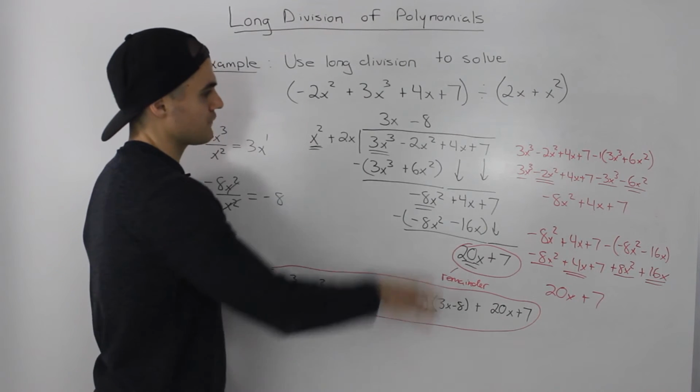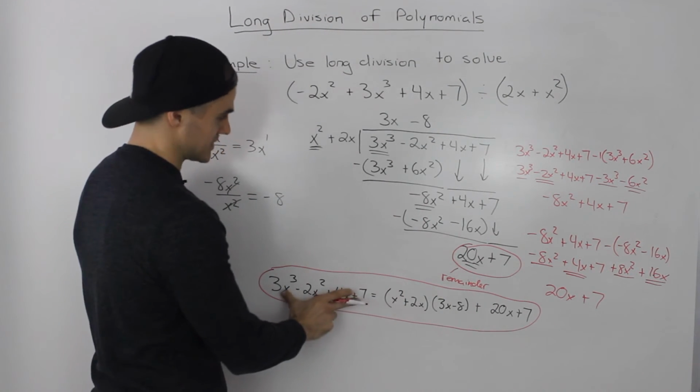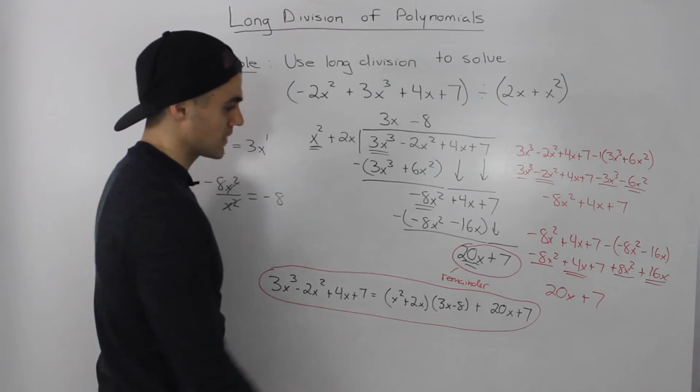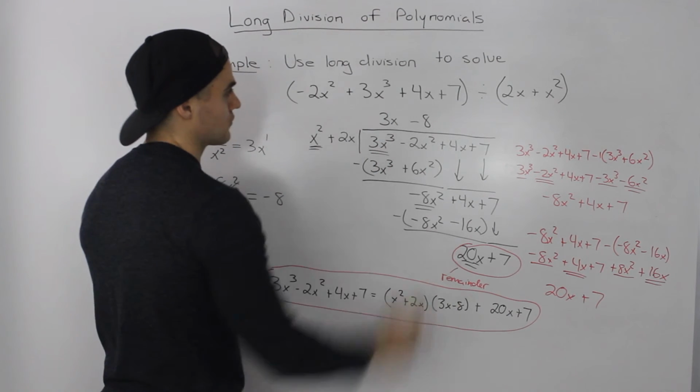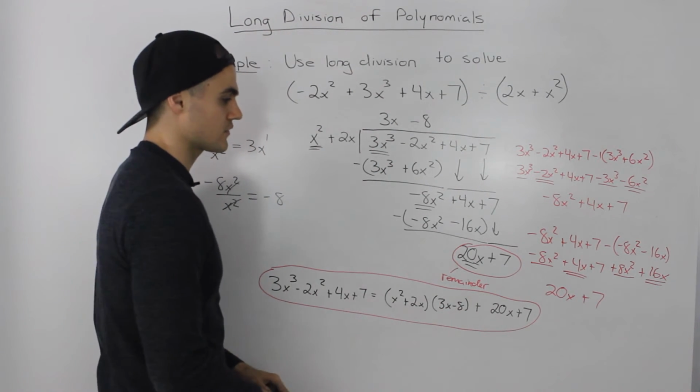So to finish this off, I took this result and wrote it in a division statement here. So basically the dividend is equal to the divisor of x squared plus 2x times the quotient of 3x minus 8, plus the remainder of 20x plus 7.